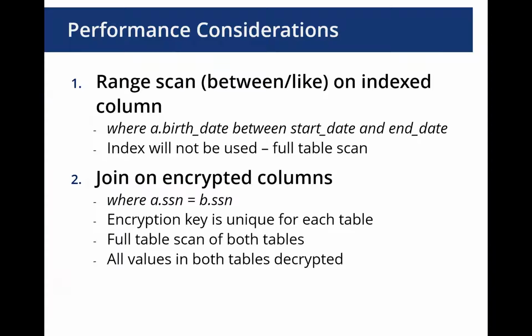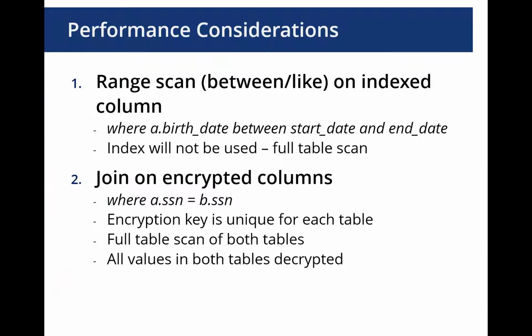So everything will look good and work well initially when it's implemented, then occasionally you'll get, oh, one report's really bad, or one screen is not working very well, and for some reason there was a range scan using an index, and as soon as you turn on the column level encryption, now you have to do a full table scan.